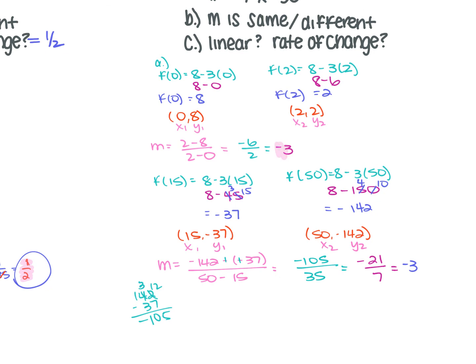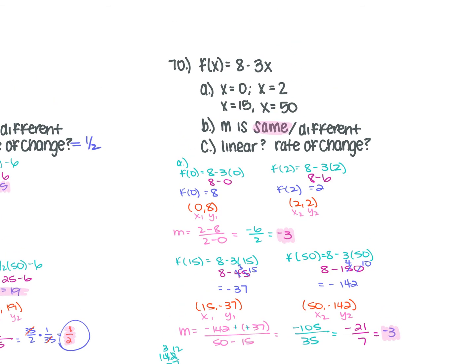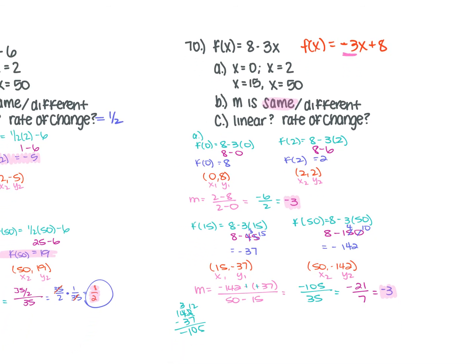You'll see here that your average rate of change is the same for both of these. So when B asks you if it's the same or different, this one is the same as well. And then, is this linear? Well, if you rewrite this formula that it gives you in slope-intercept form, you would have f of x is equal to negative 3x plus 8. That negative 3x gives you your slope of negative 3, and it is linear because x is not raised to a power, it's not inside absolute value bars, and it's not in a radical either. So it is linear, and your rate of change is negative 3.